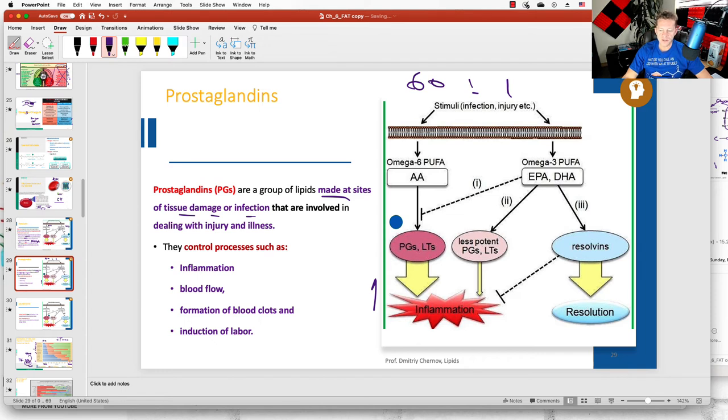So the resolvins, on the other side, protect and slow it down because we need that, right? If there is a fire, we need something to stop it, and if it's 1 to 1, it is a perfect ratio and we can stop it.